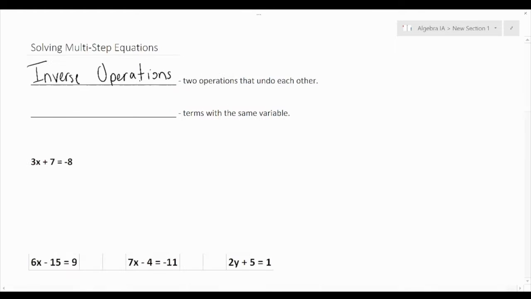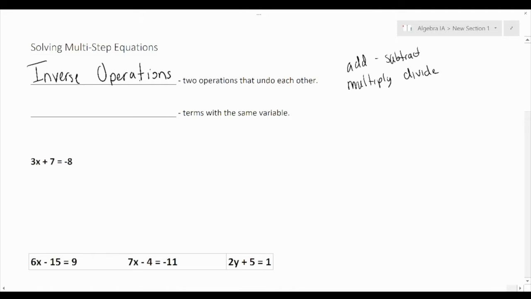So if it says add, we're going to subtract. If it says subtract, we're going to add. If it says multiply, we're going to divide. And if it's divide, we're going to multiply.